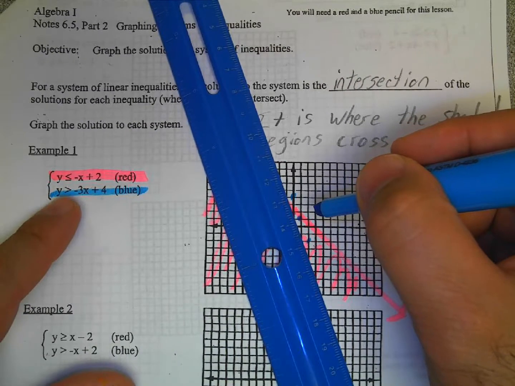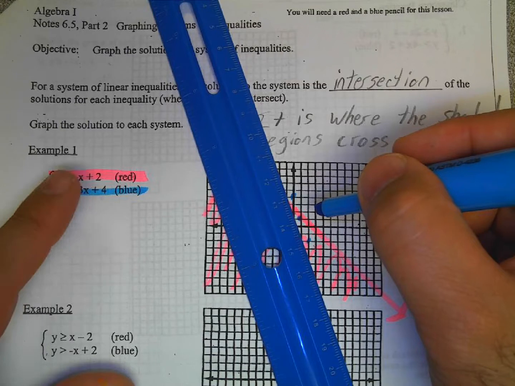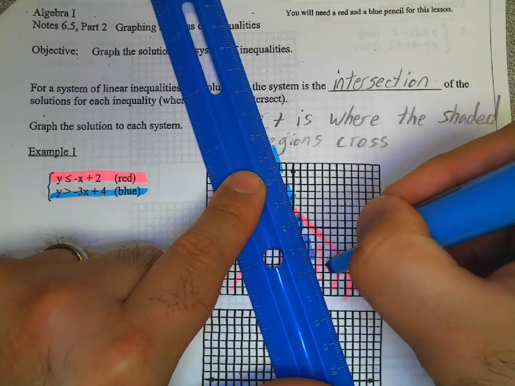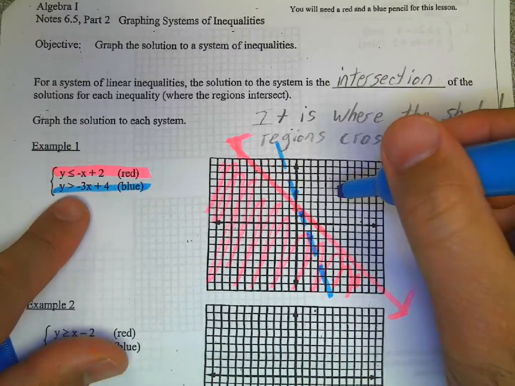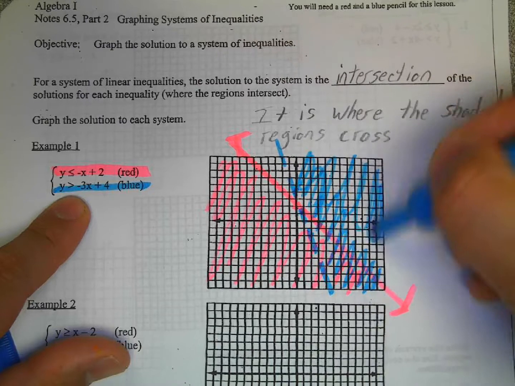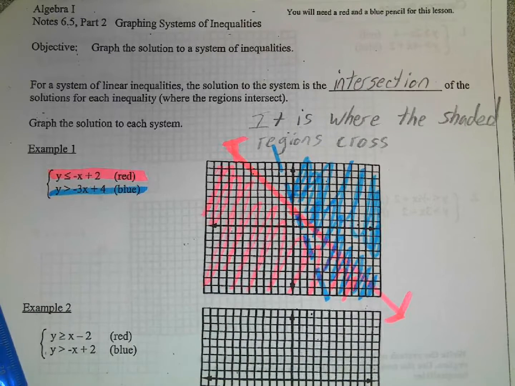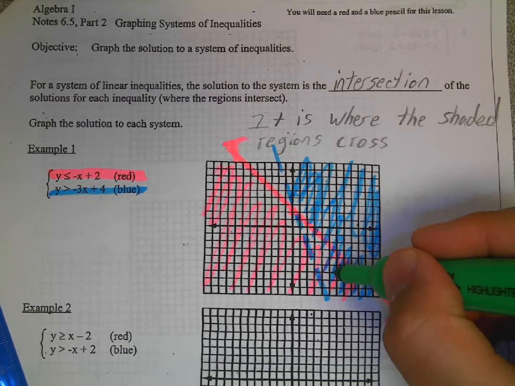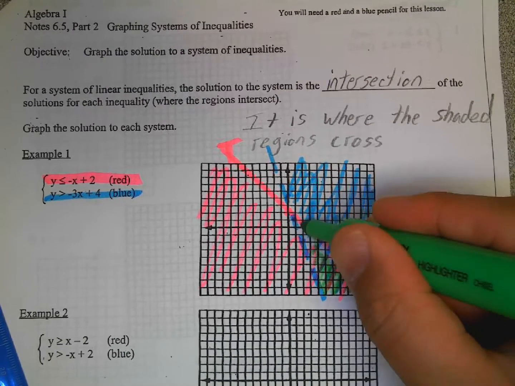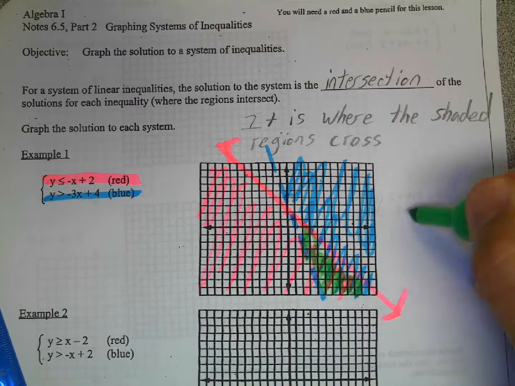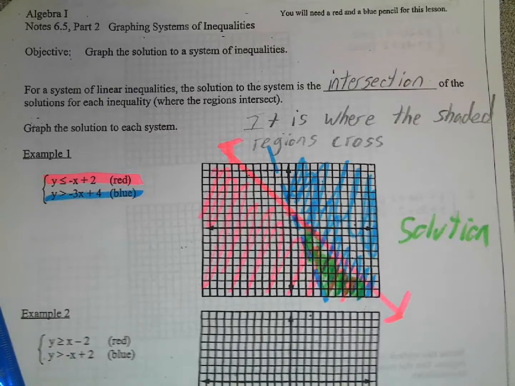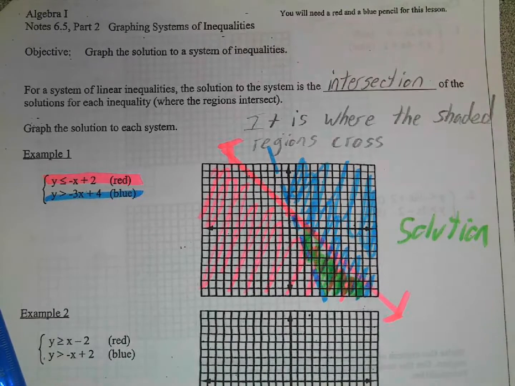Right here though, look, see, it is a greater than. There's no equal to. So this one's going to have to be dashed. Okay, and it's greater than, so I'm going to shade above the blue line. So my solution is where both the pink and the blue overlap. And that's going to be right here. Where the pink and blue overlap, that is my solution. Right there. See that?